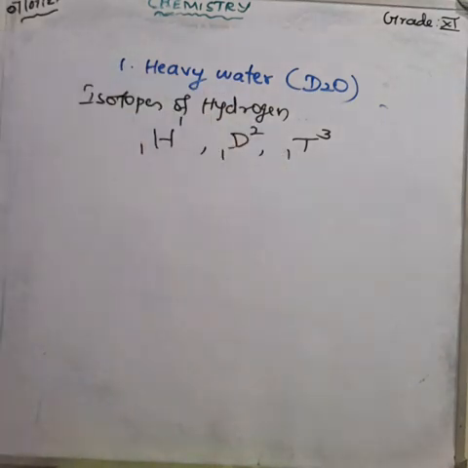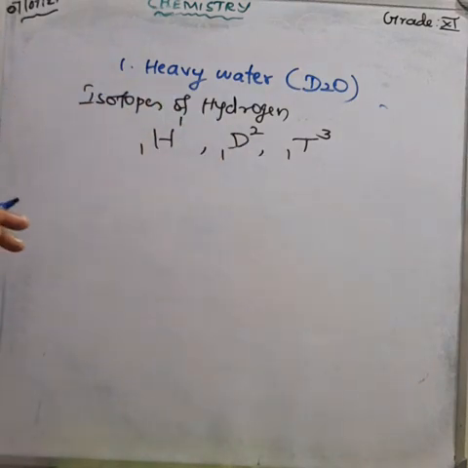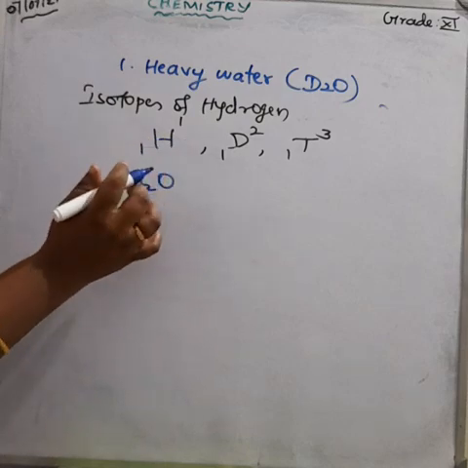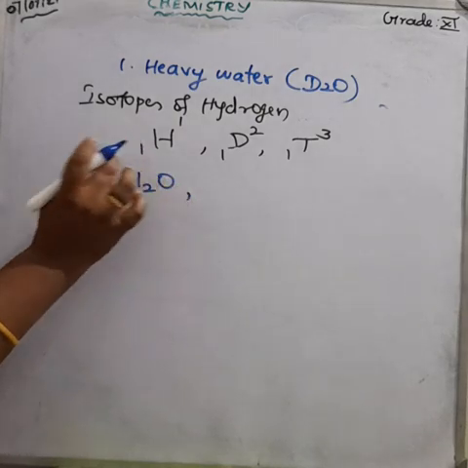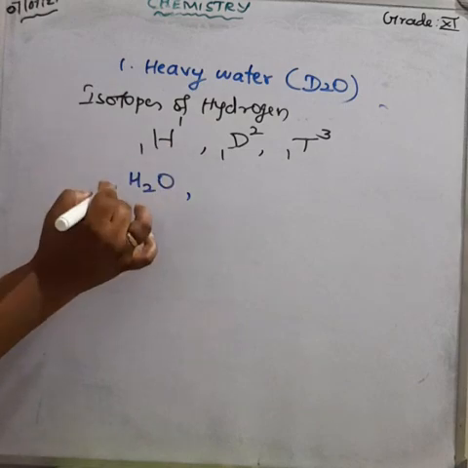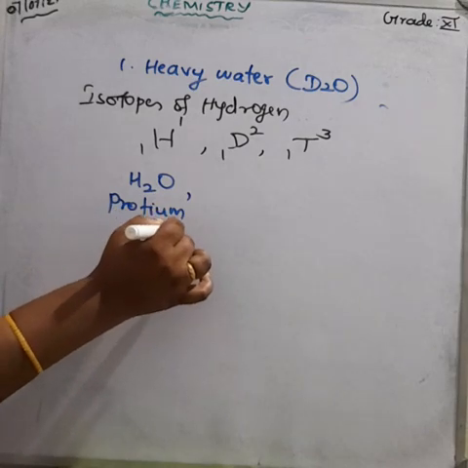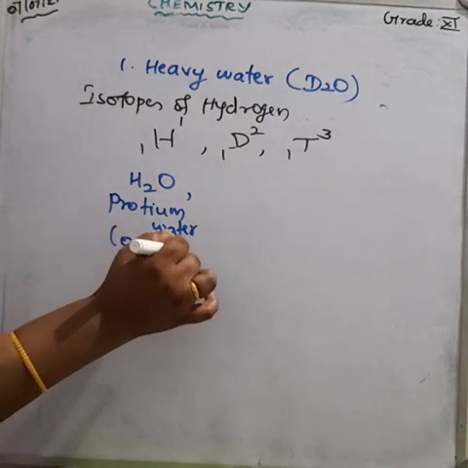Okay, these three isotopic forms of hydrogen combine with oxygen to form oxides. For example, H2O means the oxide of protium. Here H2O is the oxide of protium. We call H2O ordinary, normal water, which we use for drinking purposes.